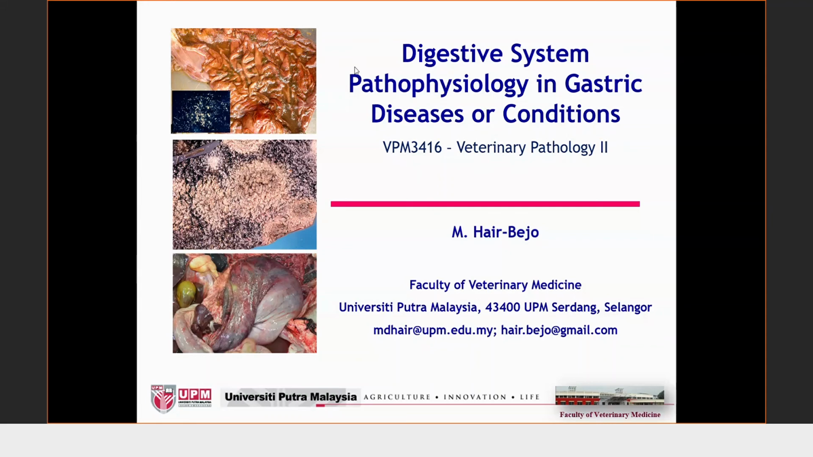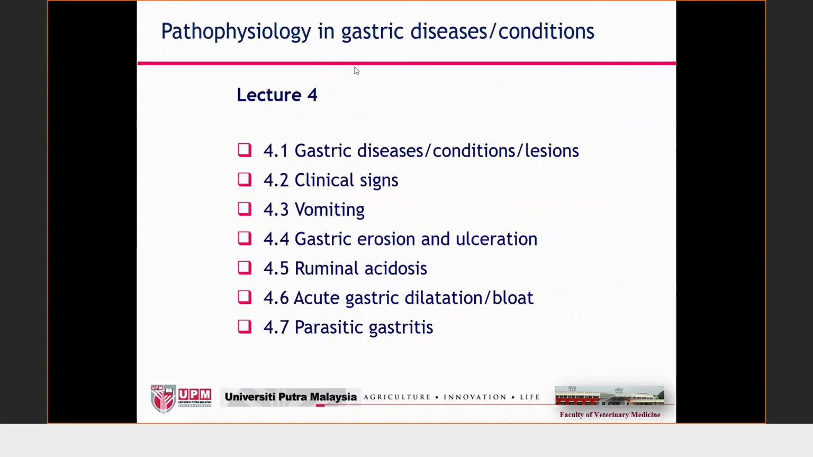Pathophysiology of gastric diseases or conditions. I think in our last lecture, we covered stomach diseases, and now we're going to look into the pathophysiology. So in lecture 4, we look at gastric diseases, conditions and lesions, and then clinical signs.